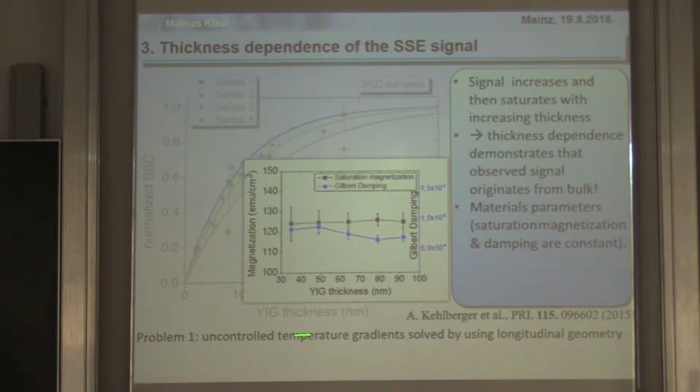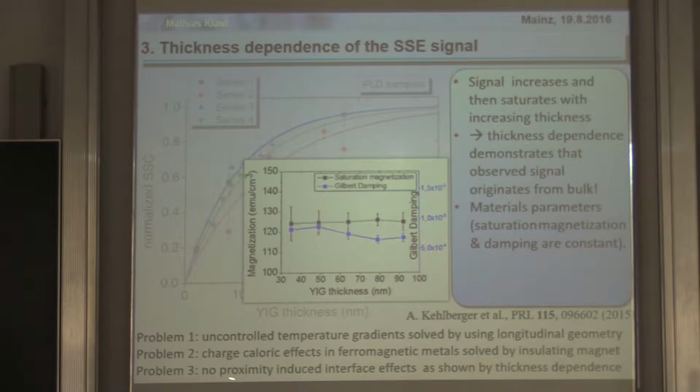So we've solved the problem of the uncontrolled temperature gradients by the longitudinal geometry, and we solved the problems of charge caloric effects by using an insulating magnet, and it's really not a proximity-induced interface effect, as we know from this thickness dependence. So really, a genuine spin-Seebeck effect exists, and it really took like 5 years to figure that out. I mean, somehow luckily, initially when the first measurements were done, it turned out that it was right, but it's really something where you have to be careful, and it's worth hanging in there in order to show that really what you measure is what you think you're measuring.